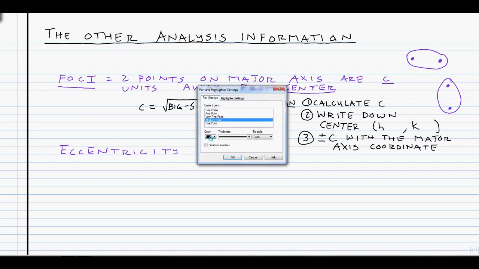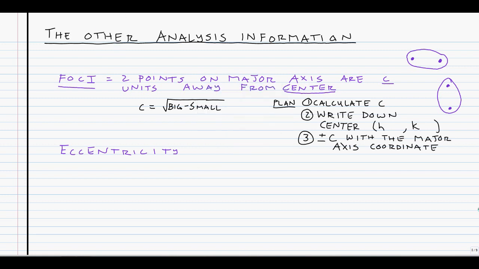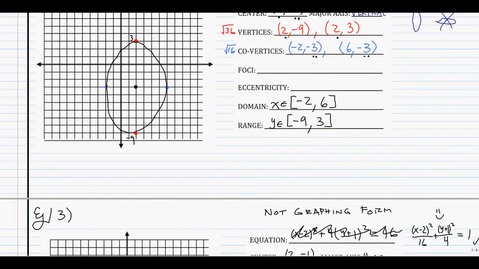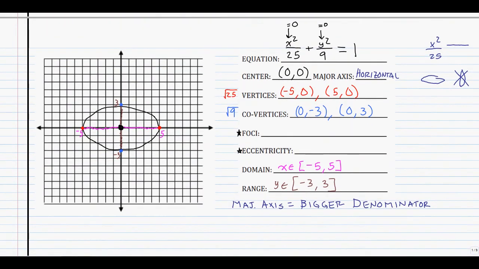So let me get the color up here, and then I'll go to my first equation and start taking a look. So first, the foci for this equation. What I need to do is of course find c. So calculating c in this first example, this is example 1, foci. Well, to find c, as I said, it's the square root of big minus small. So it's going to be the square root of 25 minus the small one, which is 9.